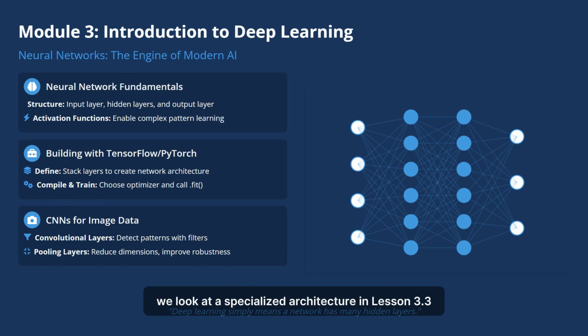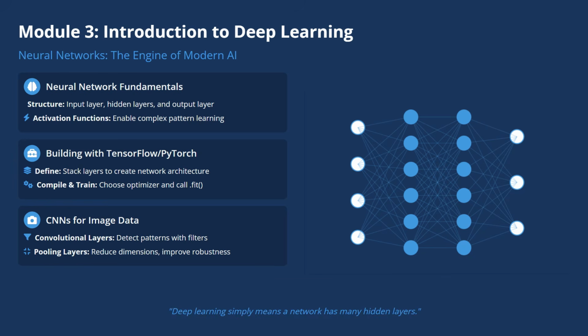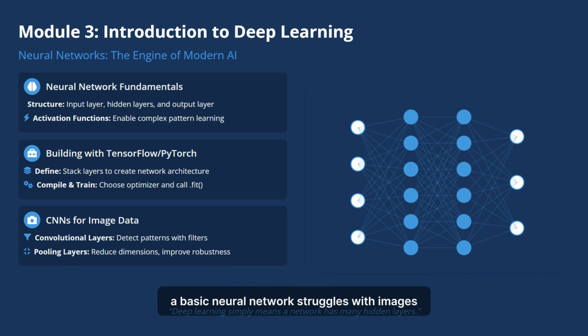Finally, we look at a specialized architecture in Lesson 3.3, Convolutional Neural Networks, or CNNs, for image data. A basic neural network struggles with images because it loses all spatial information, the fact that pixels are next to each other. A CNN is designed to see like we do. It uses convolutional layers with filters that slide across the image to detect small features like edges and textures. Then, pooling layers shrink the output, which reduces computation and makes the feature detection more robust.